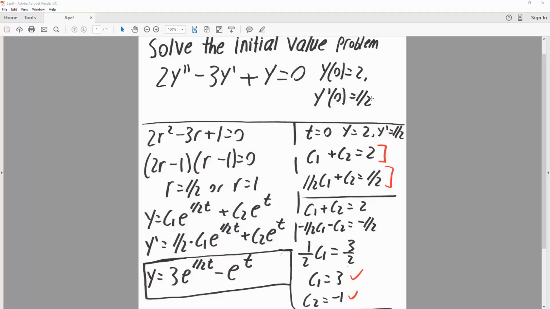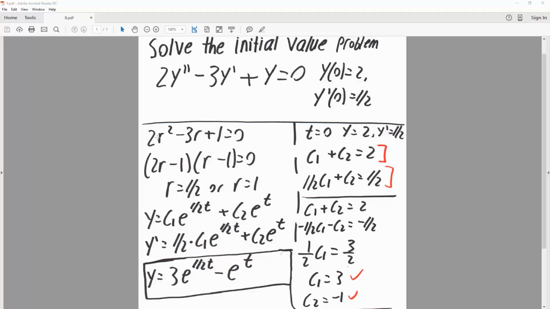So let's get started. In the last video we said y double prime would be represented by r squared, y prime would be represented by r, and y would be represented by 1. So here we would get 2r squared minus 3r plus 1 is equal to 0. Next, we need to factor this. So we can factor it as (2r minus 1) times (r minus 1) is equal to 0.